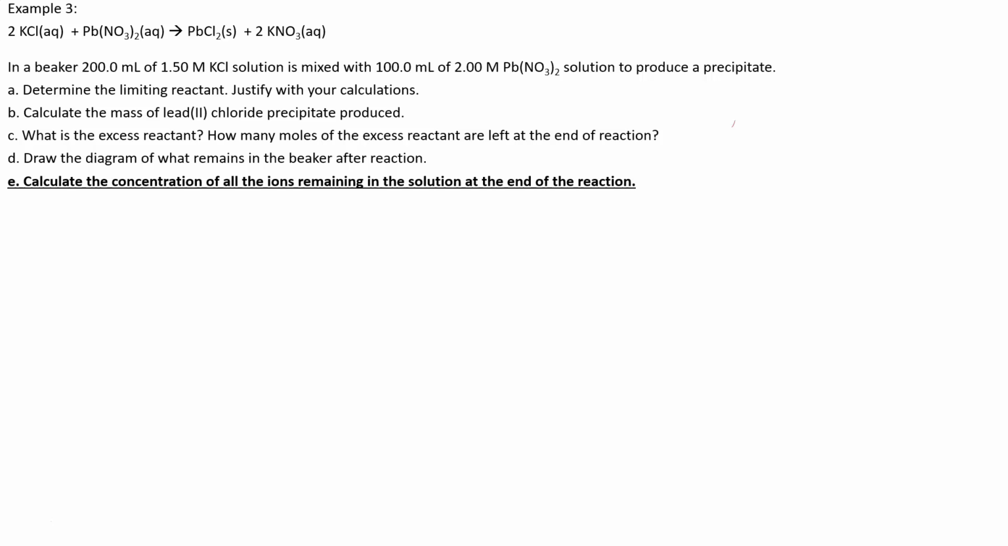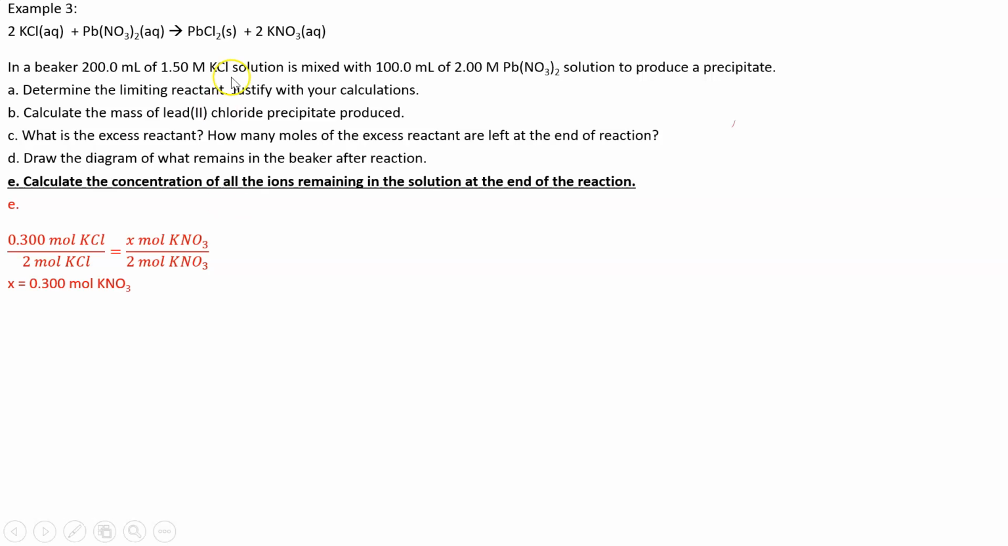Finally, calculate the concentration of all ions remaining in the solution at the end of the reaction. We have 0.300 moles of KCl over 2 moles of KCl. That's our limiting reactant. Equals X moles of KNO3 over 2 moles of KNO3. This is the one thing that we didn't actually find in a previous step, so we need to find that. It's 0.300 moles of KNO3. We're looking for concentration. We're looking for molarity. So we have to have moles of everything that remains in the solution. I have 0.300 moles of KNO3.